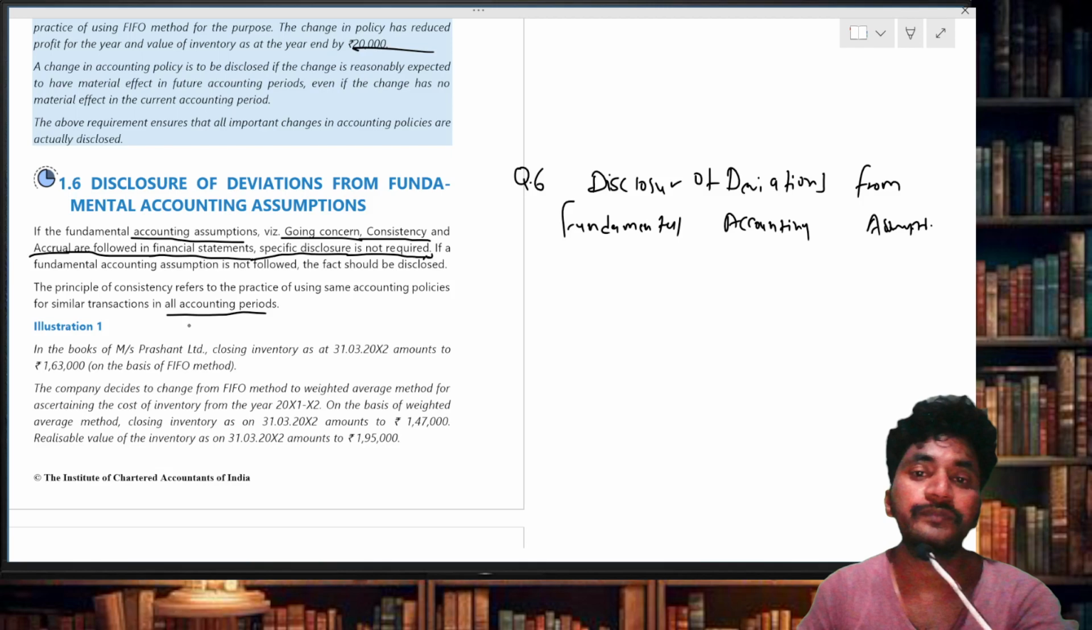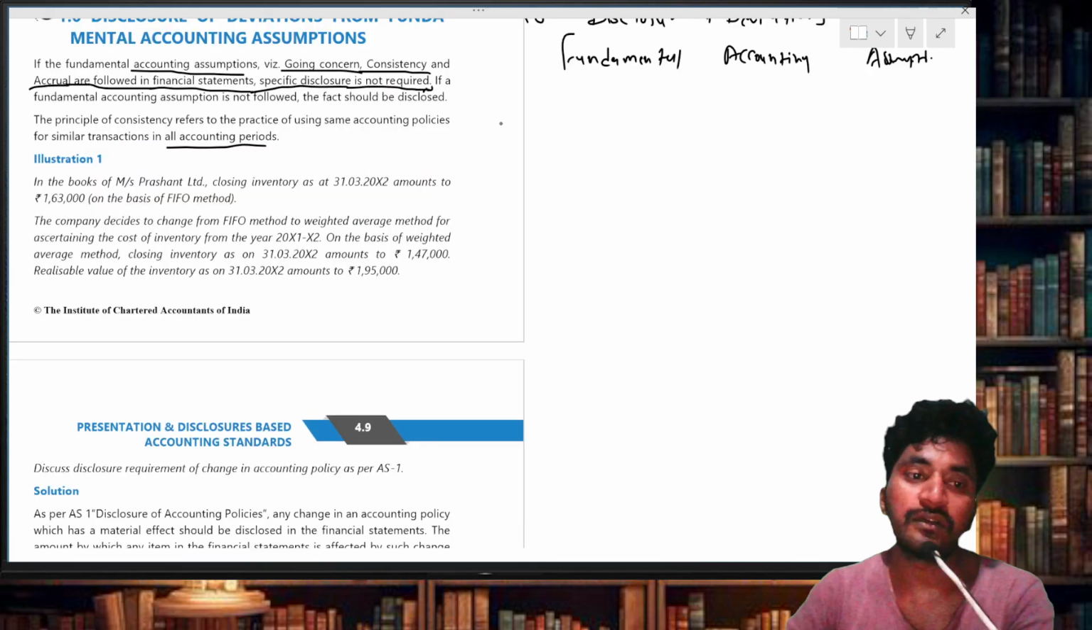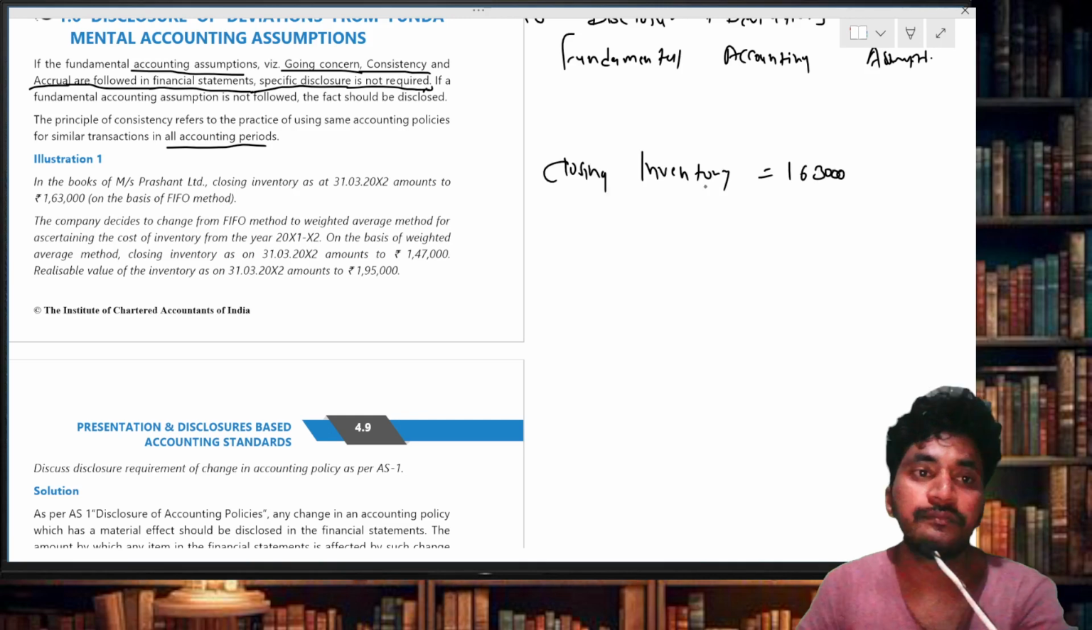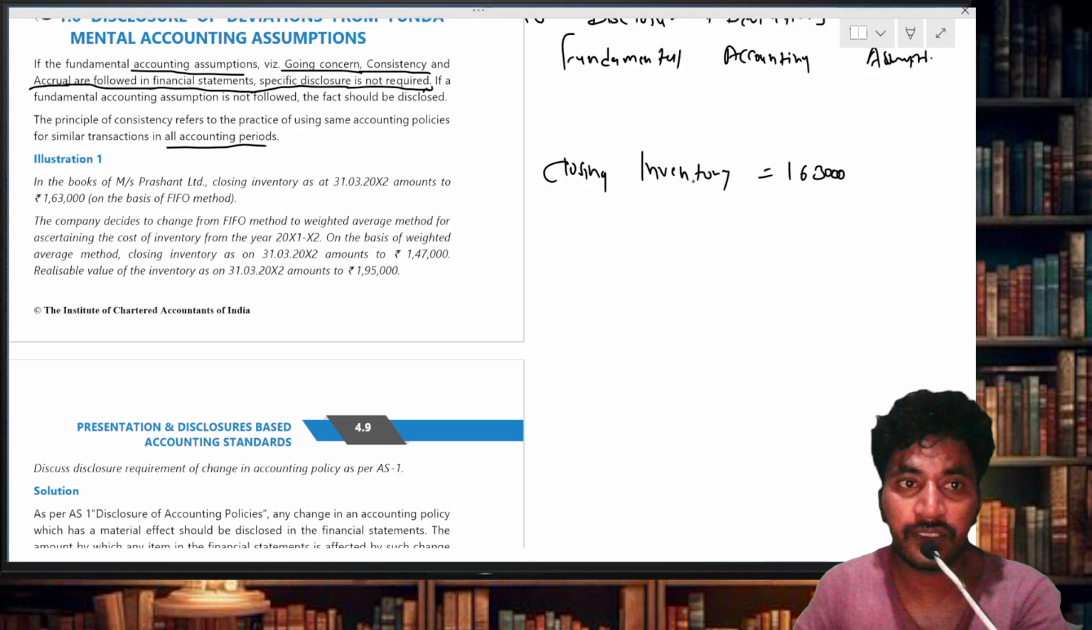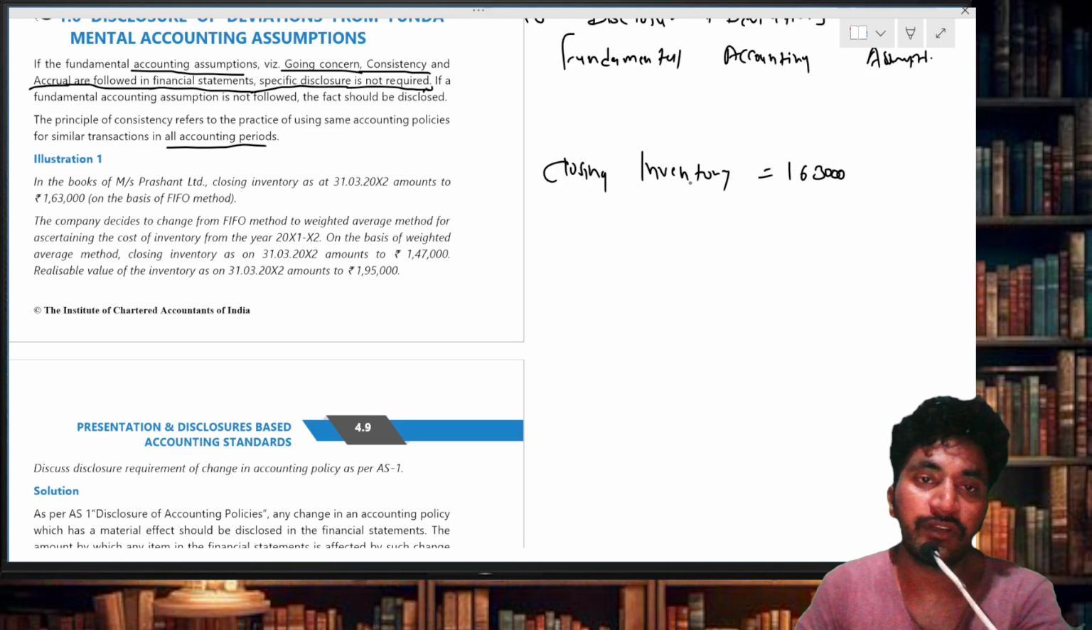Illustration first. In the books of Frashan Limited, closing inventory as at the year end is 1,63,000. The company decided to change from the FIFO method to the weighted average method for ascertaining the cost of inventory. For 2021 to 2022, on the basis of the weighted average method, closing inventory is 147, and net realizable value of inventory is 195.